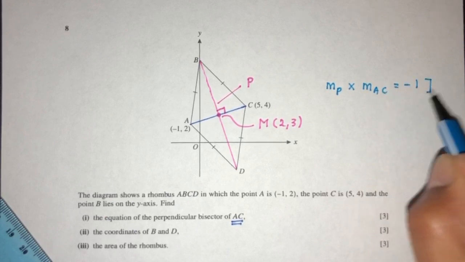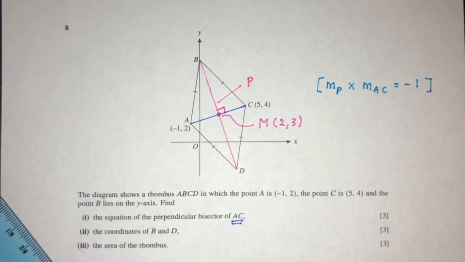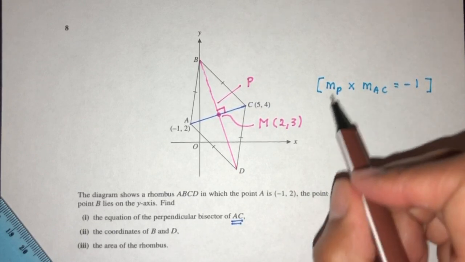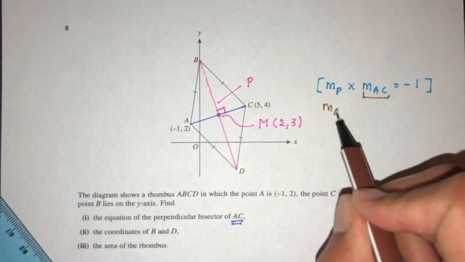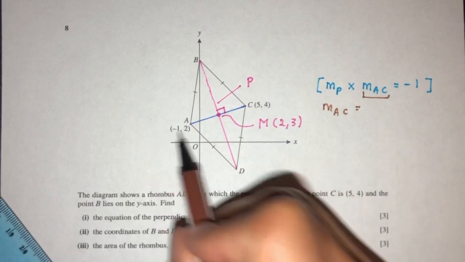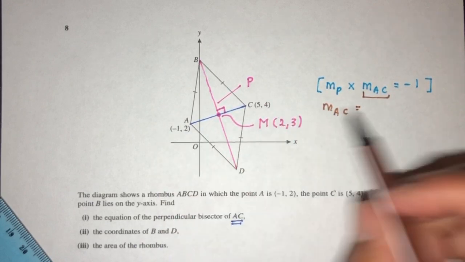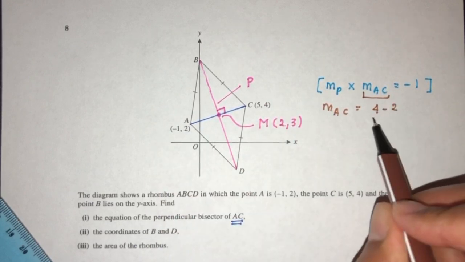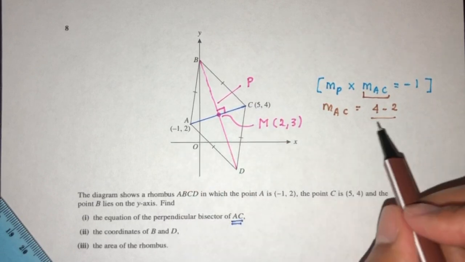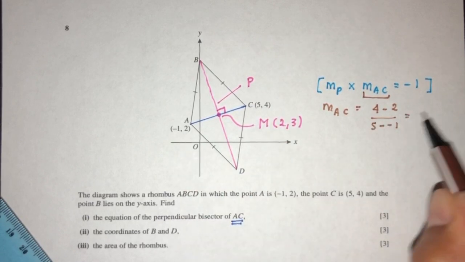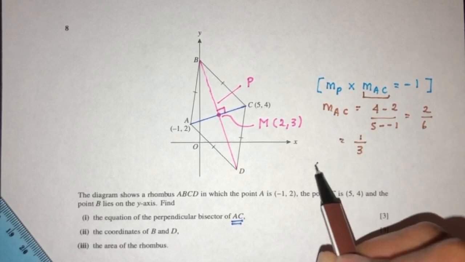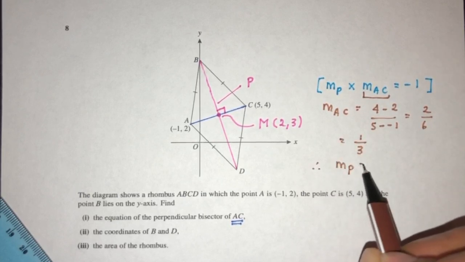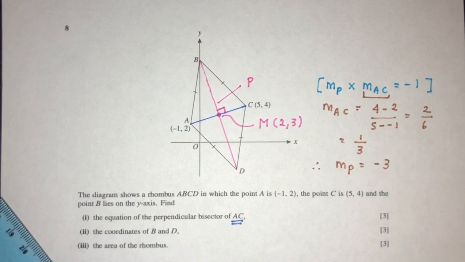So this is the relationship between two perpendicular lines. Now you have to know this, okay? Now to find this one, we have to first find this one. So the gradient of AC can be easily found by using the 2 points. So y2 minus y1, so 4 minus 2, over x2 minus x1, which should be 5 minus minus 1. That should be 2 over 6, 1 over 3. From this, we conclude the gradient of P should be just minus 3.